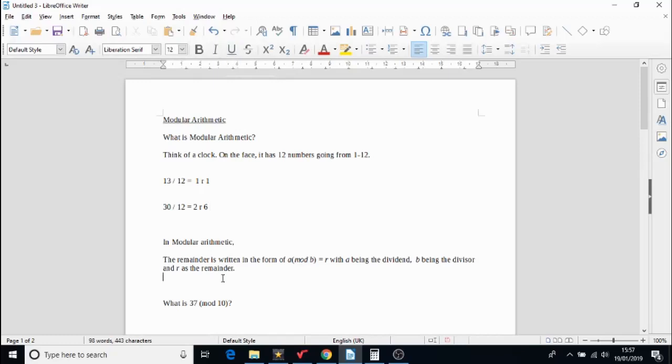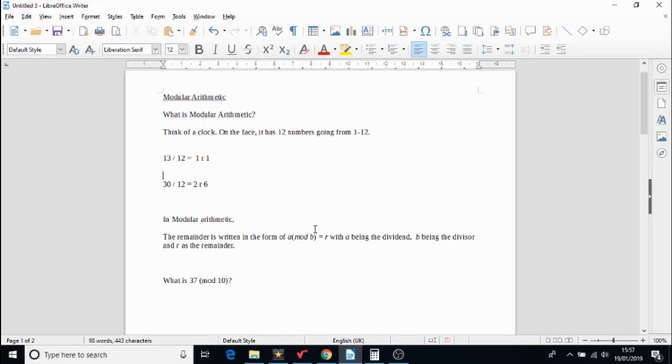So that's clock arithmetic. 13 o'clock, 14 o'clock, 16 o'clock, that's 1 o'clock, 2 o'clock, 4 o'clock. That's where clock arithmetic and modular arithmetic comes into it. So modular arithmetic is finding the remainder.